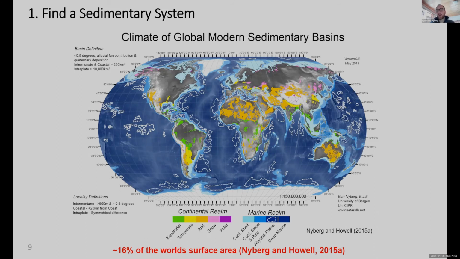And if we want to quantify, what's so important here as well is that these sedimentary basins represent only around 16% of the world's land surface. So that significantly reduces the amount of area of the world that we actually have to analyze.